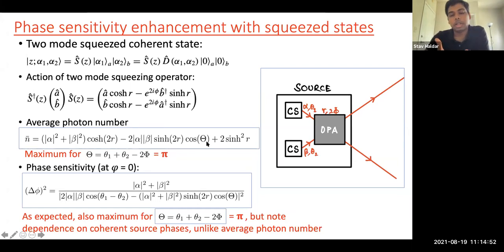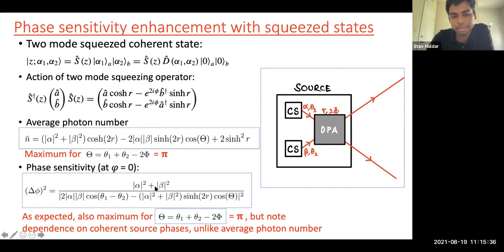As we saw, the phase sensitivity is inversely proportional to the average number of photons, so you would also expect that the phase sensitivity in general in this case will be maximized for theta equal to pi, and that's exactly what you see, that this delta phi square also maximizes at theta equal to pi. But a small difference that you also see here is that, even though the average photon number just depends on this combination, the phase sensitivity does depend on the individual angles theta 1 and theta 2.